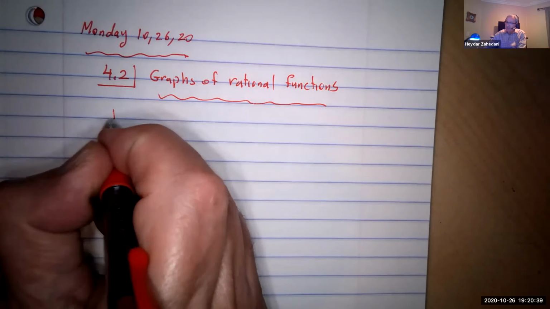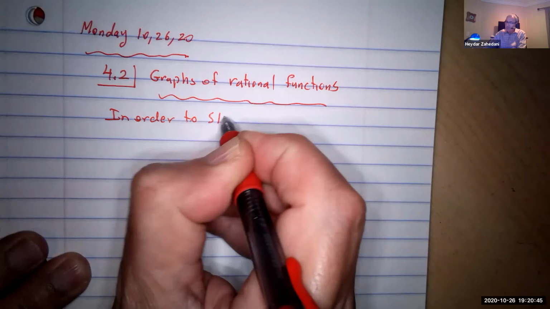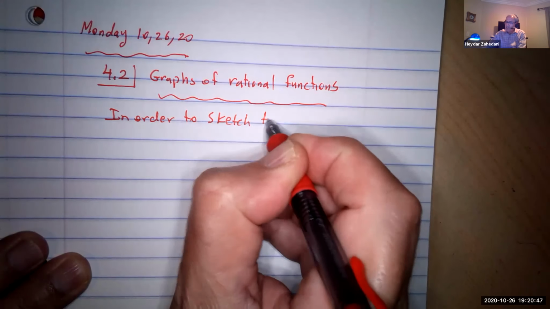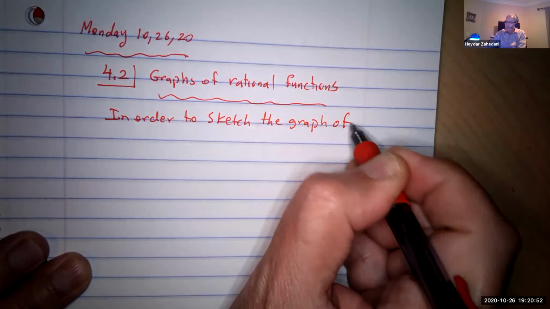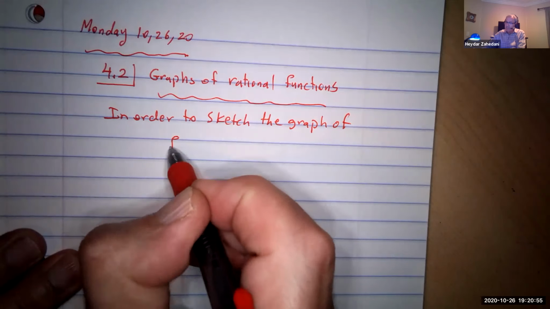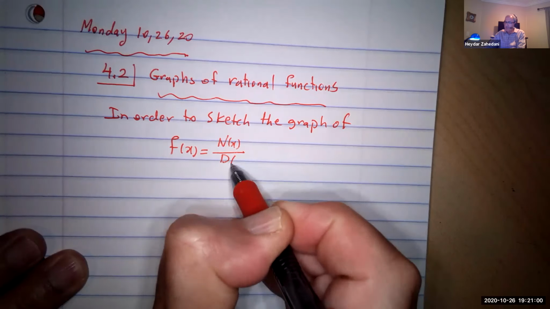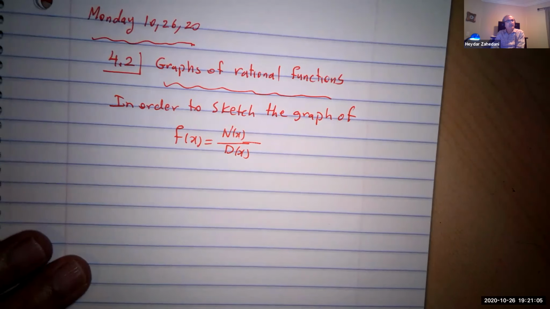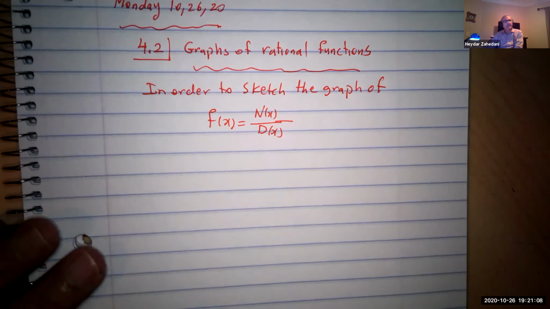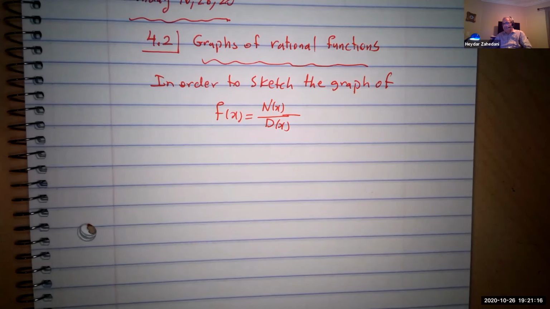Okay, in order to sketch the graph of this function, a rational function f of x equal to numerator on the top, denominator on the bottom, this is what you are going to do for us. You have to do all these details when you want to graph it. If you just want to graph it, you can use a graphing calculator or your cell phone, but I would like you to be able to analyze it.